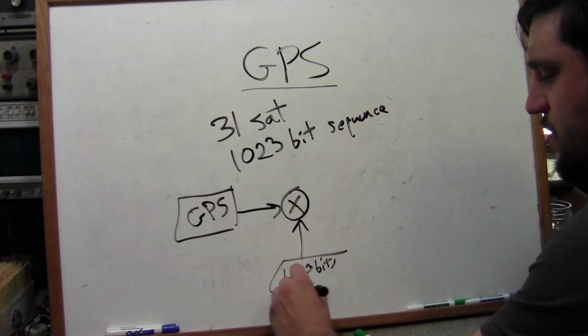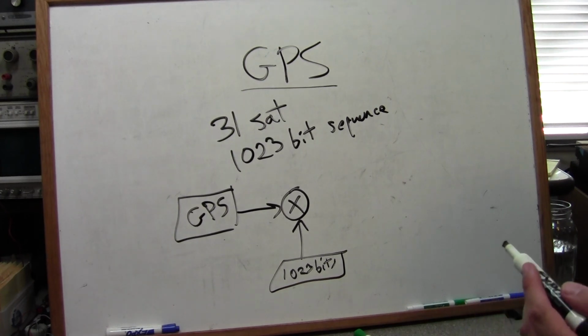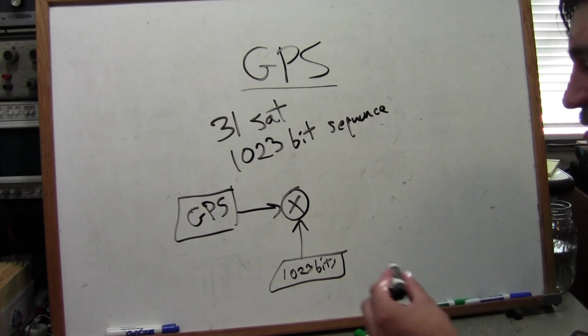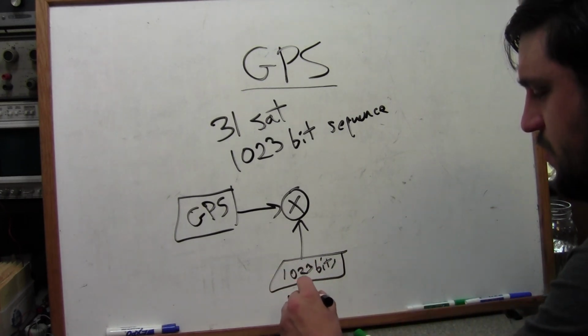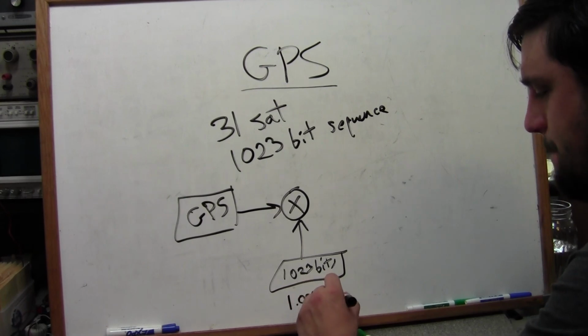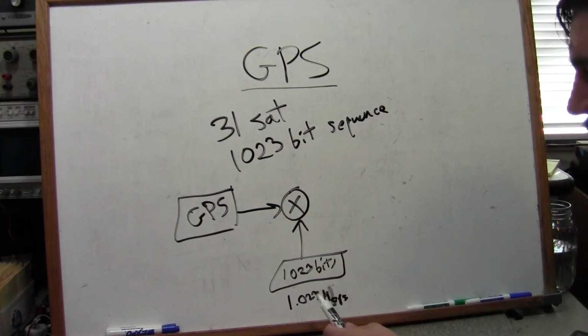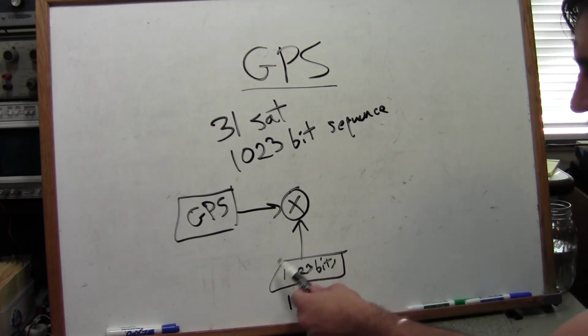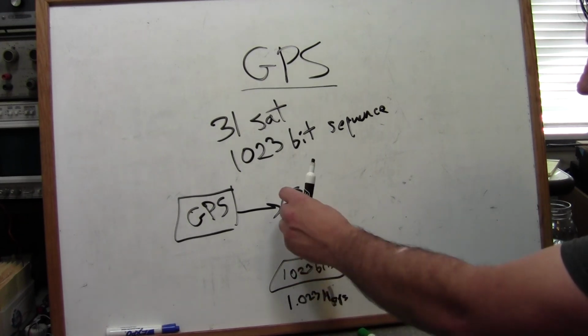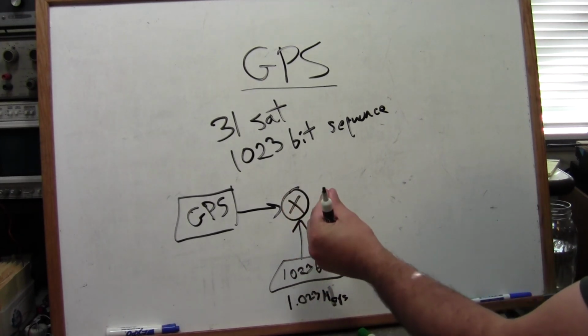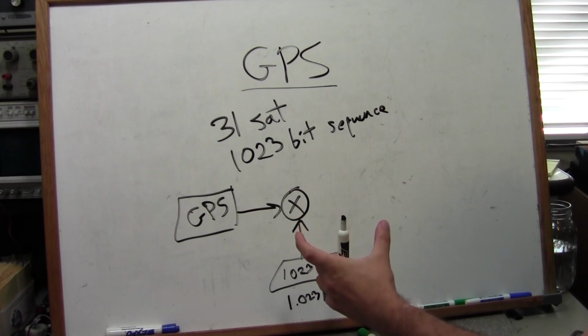So it's just a string of 1023 ones and zeros that's clocked at 1.023 megachips per second. So every millisecond, the sequence repeats and spreads what is normally a narrowband signal a little bit wider.